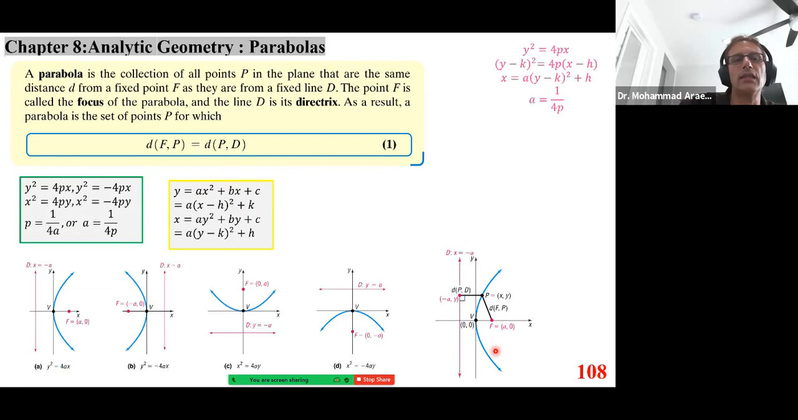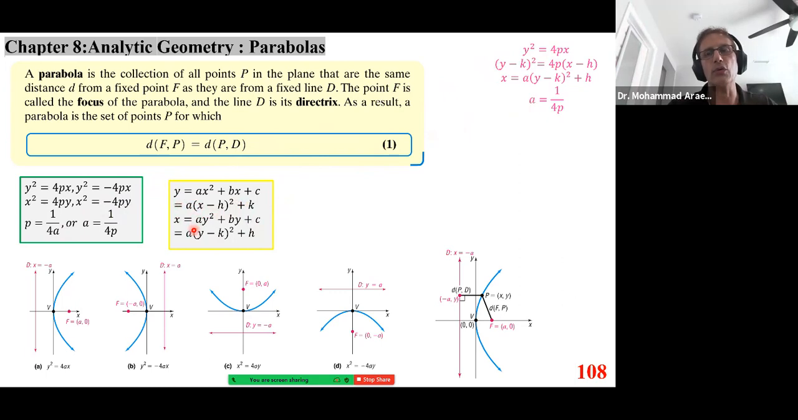Now, take a look at the formulas in intermediate algebra. Take a look at the formulas here or here in this course. They would use y squared equals 4px or y minus k squared equals 4p times x minus h. And that's fine and dandy. Okay, you can use that. But if you don't want to remember new formulas, you don't have to. You can stick with that. Just remember the relationship between A that we have here. This A is this one that I'm writing.